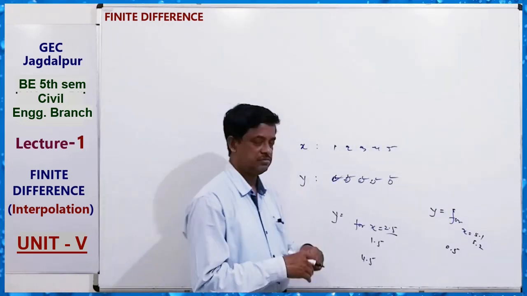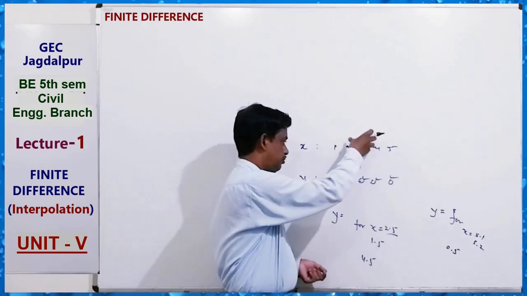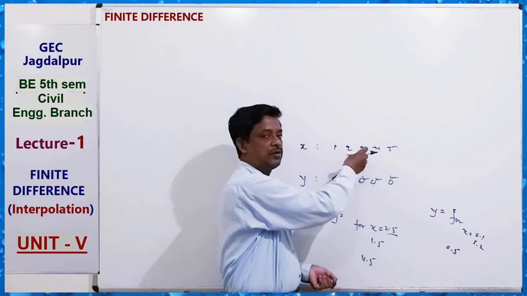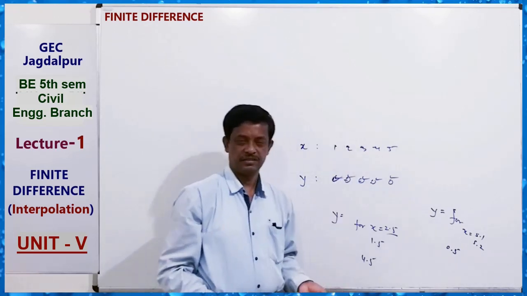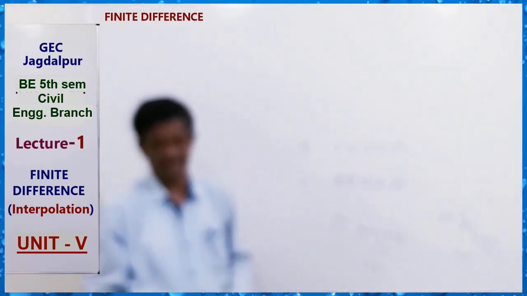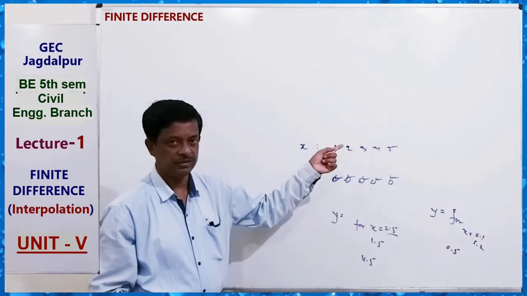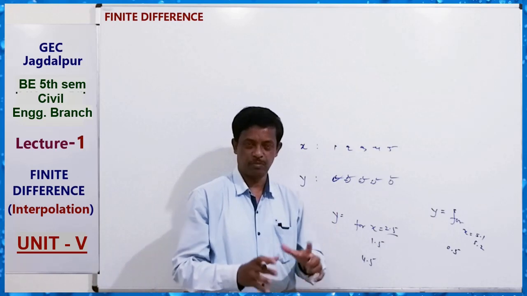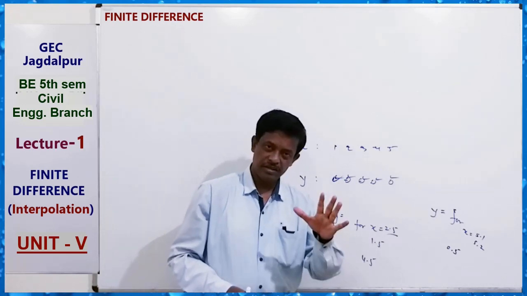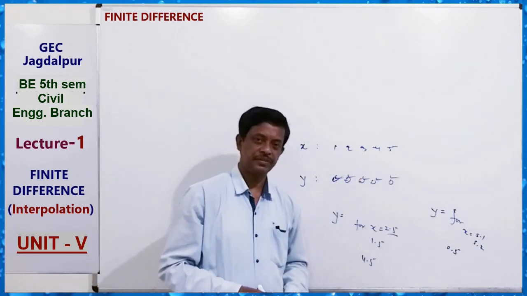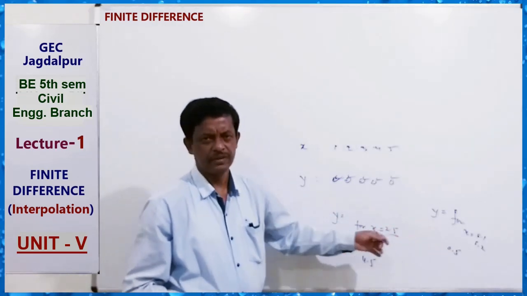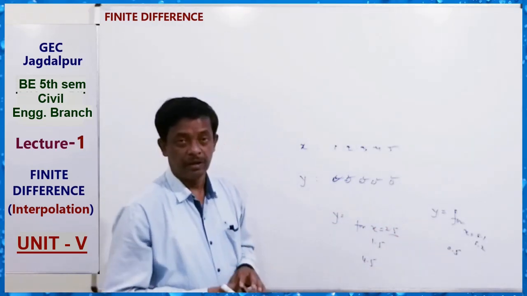And interpolation: if the value of x is in the inner part of the given range of values of x, and for that value, if we want to find the value of y by some process, that is called interpolation. So this is interpolation and that is extrapolation. Here interpolation is the main thing.